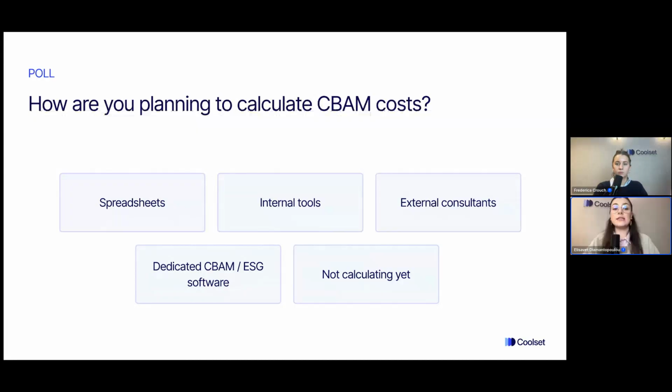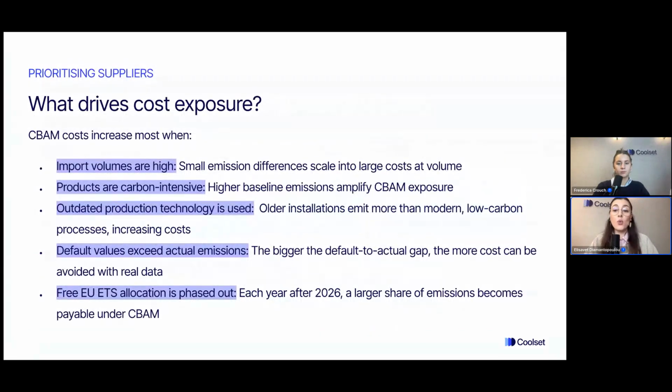And yeah, I think the biggest section of people are not calculating yet, which is understandable, but you really need to pick it up and start working on it. And the second biggest section is working with spreadsheets at this point, with also another 10% using internal tools and software. I think this shows that still there is not a lot of maturity in the field, and people are still figuring out what they will do as we move forward. And yeah, now we will move on to see how data can help you save costs, essentially. What drives cost exposure?